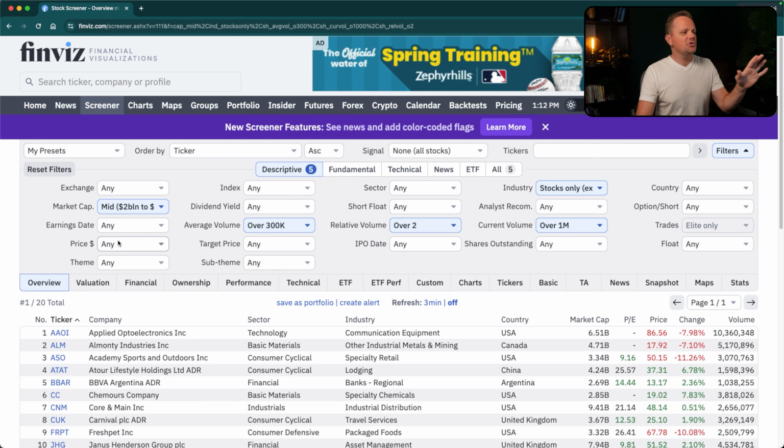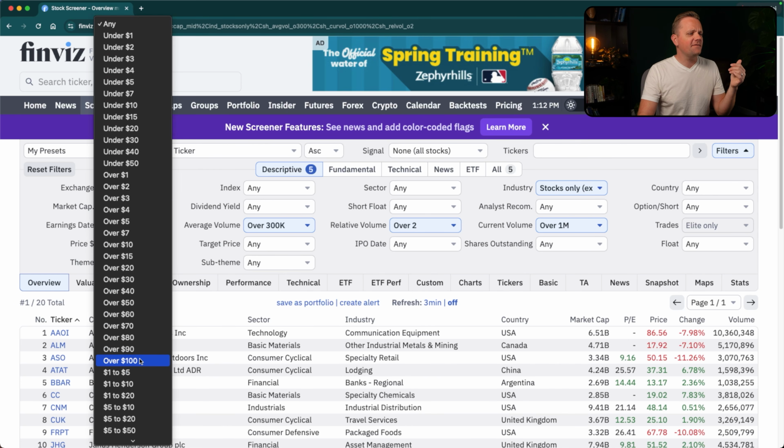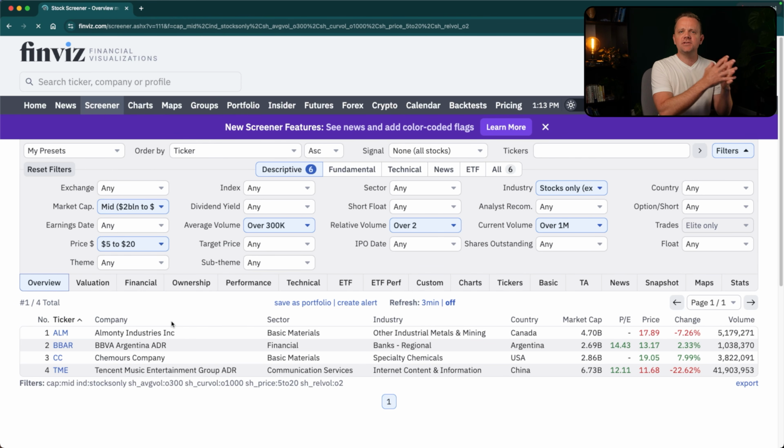All right, next we're going to go to the price and we're going to set it from $5 to $20. Now, the reason we want to do this is stocks in this range tend to be more volatile, which creates bigger percentage moves and opportunities. But if you get below like $5, you're kind of in penny stock territory with thin liquidity, much higher risk. And above 20, the moves are there, but you need more capital to actually trade them efficiently. So this is really our sweet spot.